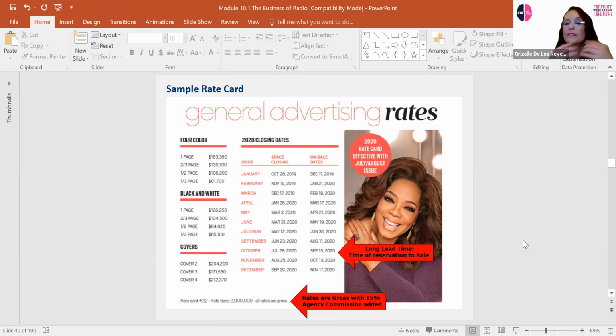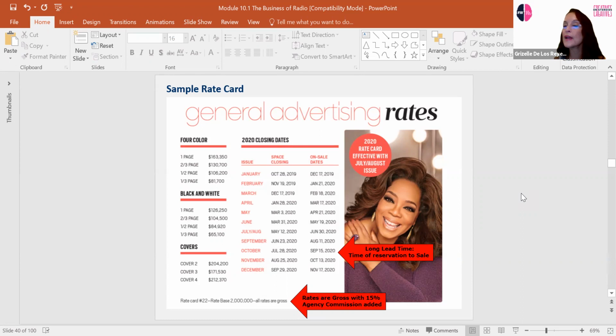Now, the question is, if you're on the agency side, what is the agreement with the client? Do you get to keep that 15% or you don't? So it's just a matter of understanding what the agreements are. But if the media is issuing gross rates, that means that 15% agency commission, media commission, is added to that particular rate.